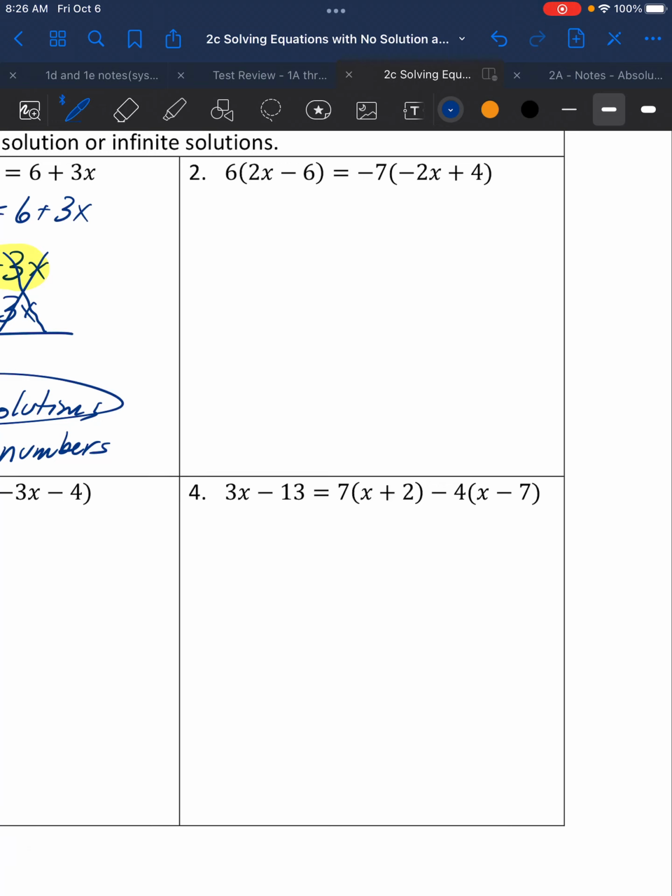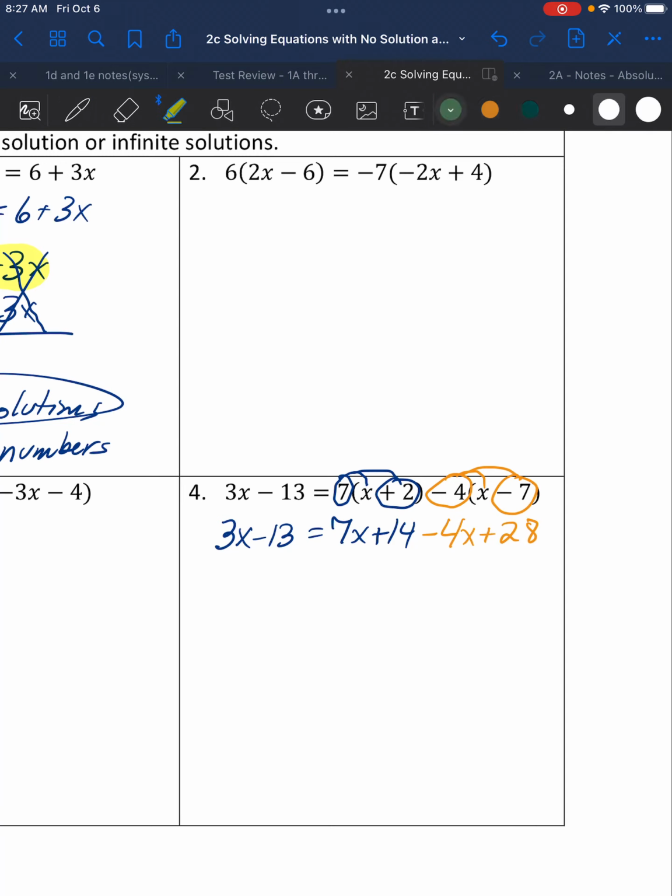Okay, and let's take a look at number 4. I see, again, we have some distributing. So that's 7, multiply it in. On the left side, there's no distributing, so we're going to bring that down. 7 times x is 7x. 7 times a positive 2 is a positive 14, so I write plus 14. Now we also have negative 4 that gets distributed in. Negative 4 times x is negative 4x. Negative 4 times negative 7 is positive 28.